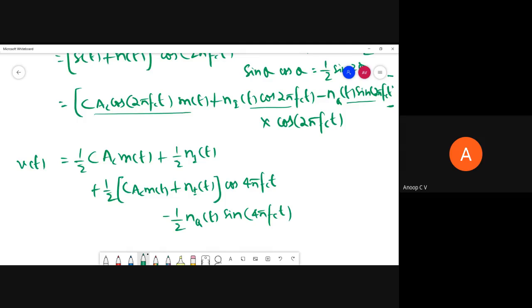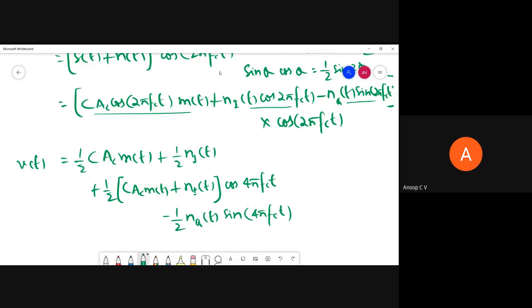So what we have done is, wherever we have cos square theta, we have replaced it with half plus cos 2 theta by 2. And wherever we have sin theta cos theta, we have replaced it with half sin 2 theta. That's what we have done. This is our V of t.